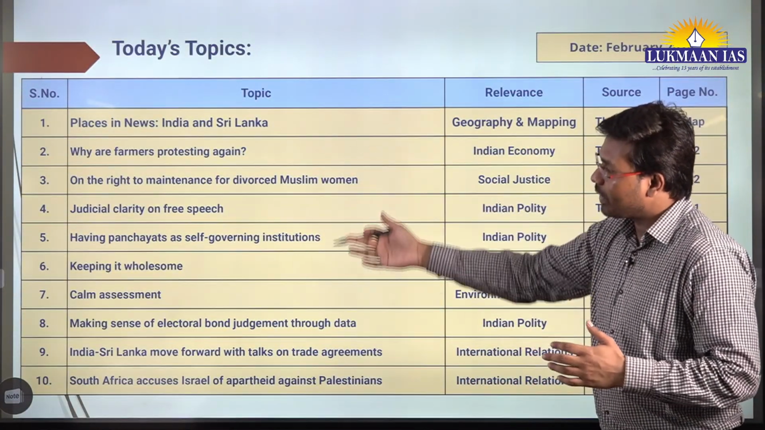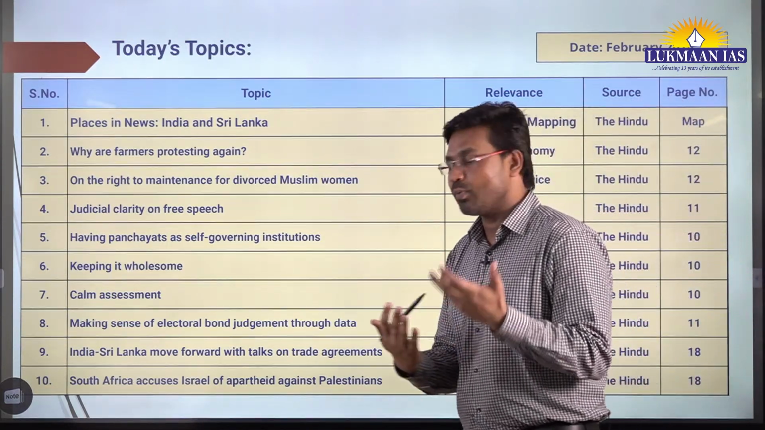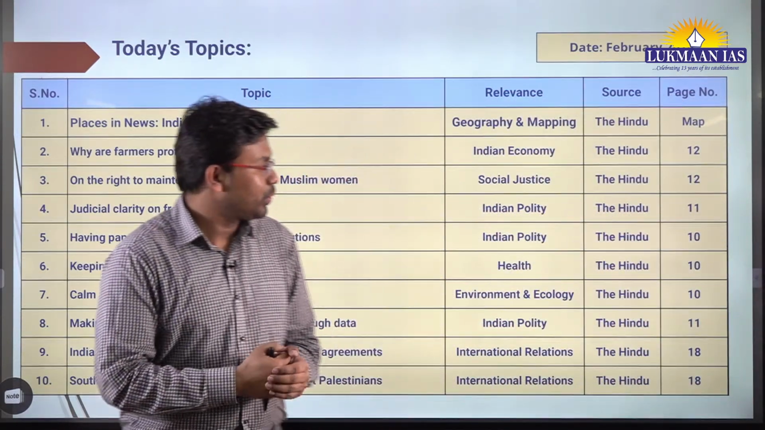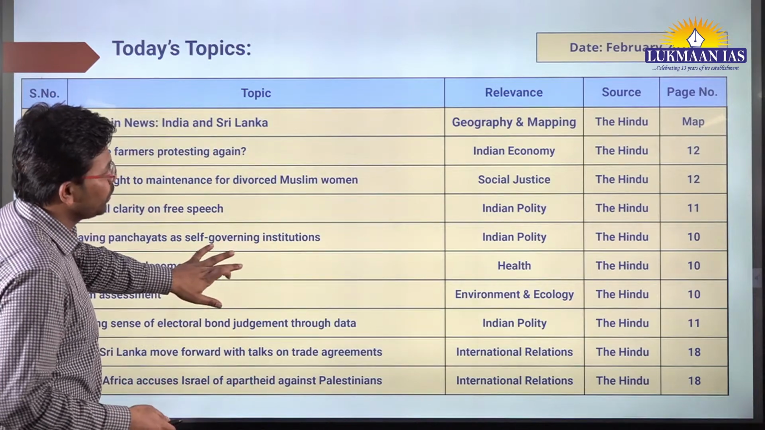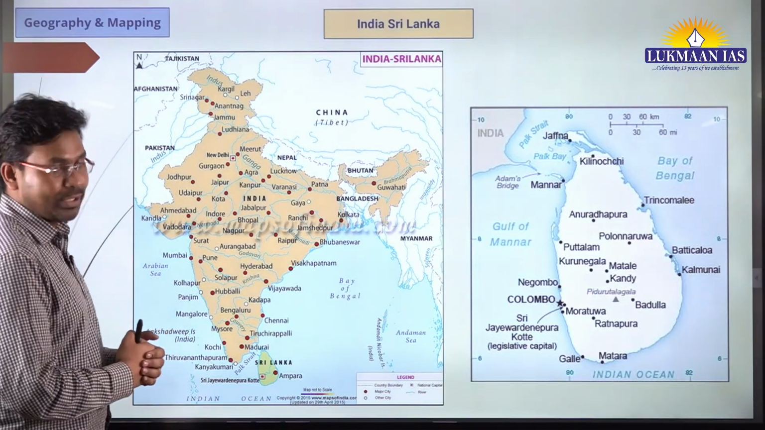So these are the list of articles that we will discuss. So in all we are going to cover about 9 articles and 1 mapping topic. So these articles are from the Hindu newspaper dated today. Okay. So this is the first topic that we are going to discuss.